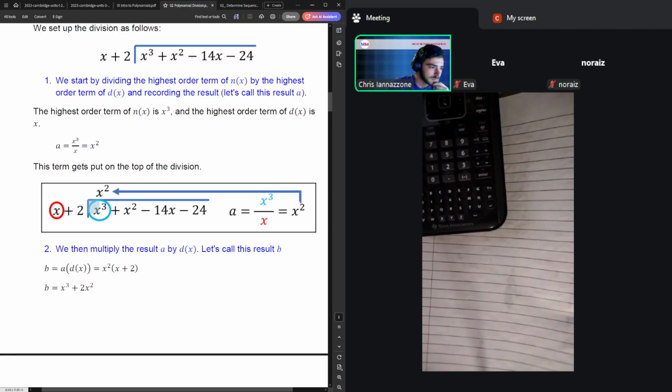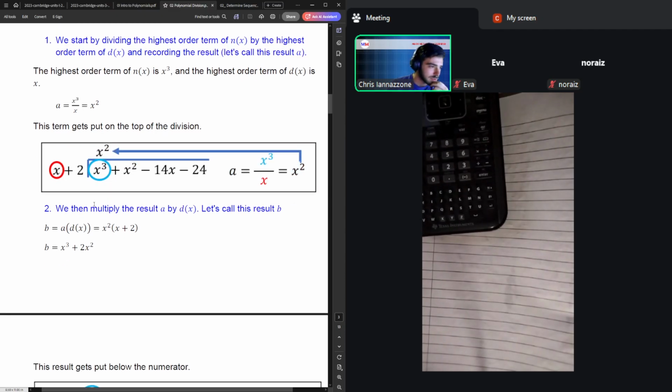That's step 1. So you take this thing, x cubed, divide it by this thing, x. That's going to get you x squared. If you want to, you can show some working on the side, but if your mental math is good, just put it directly in there. This is not required. This is just to show you what I am doing. You don't need to actually have this in your own working. So the result's going to go up there.